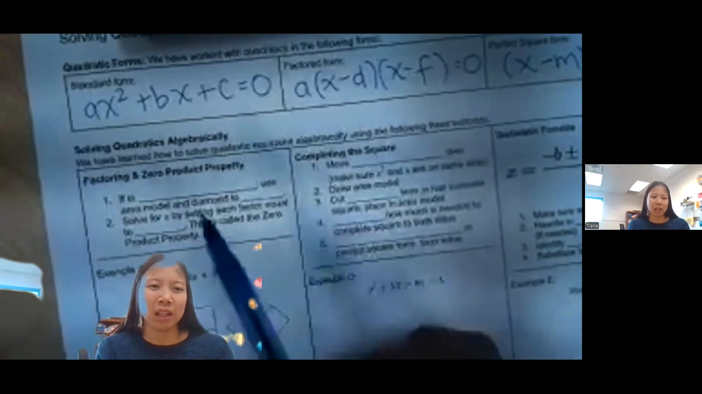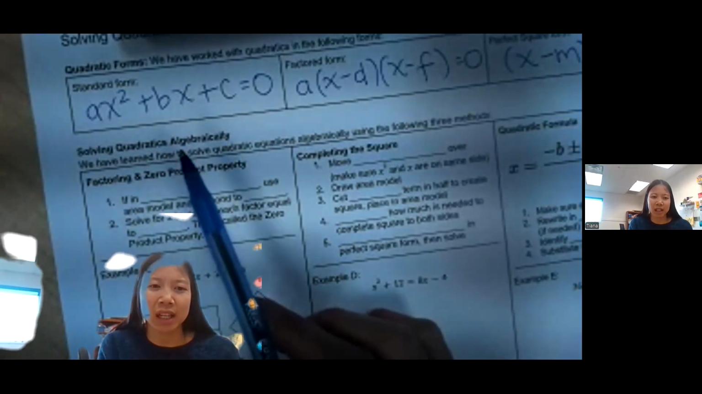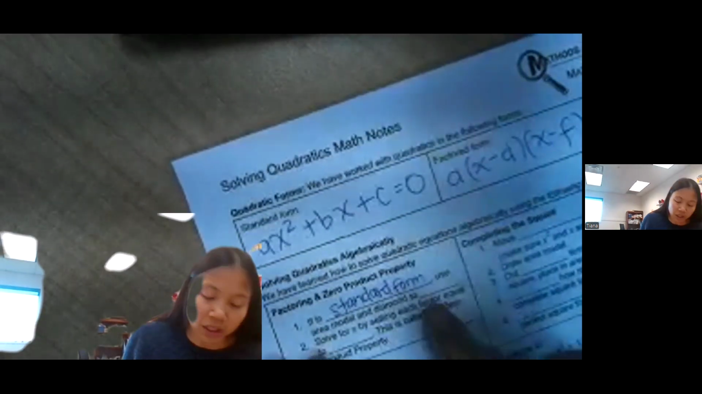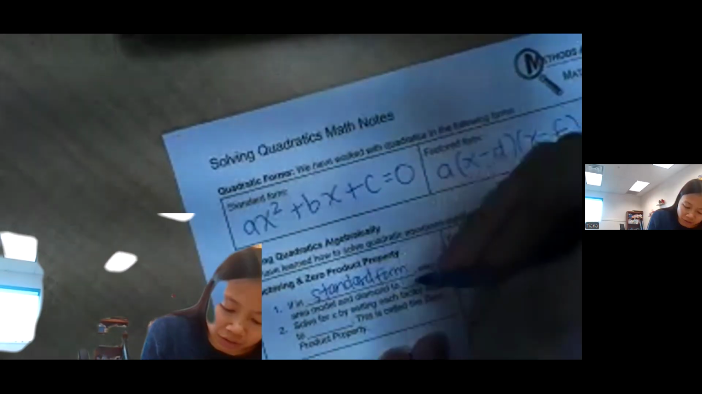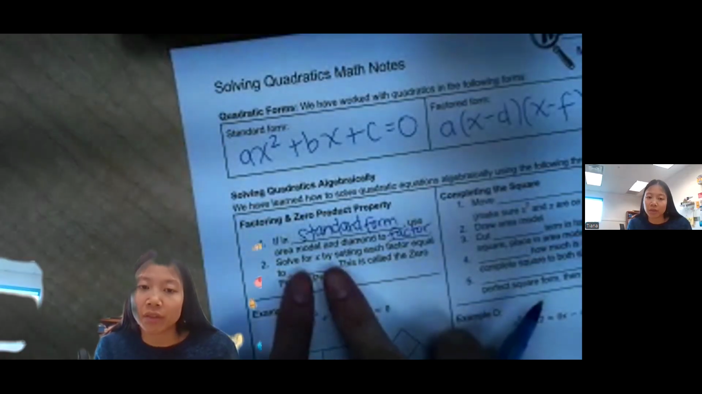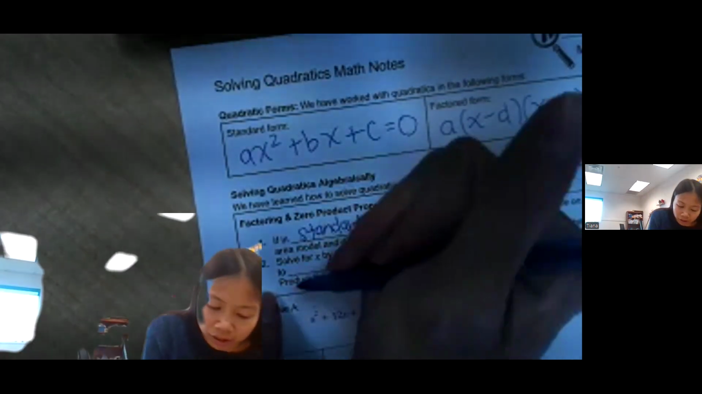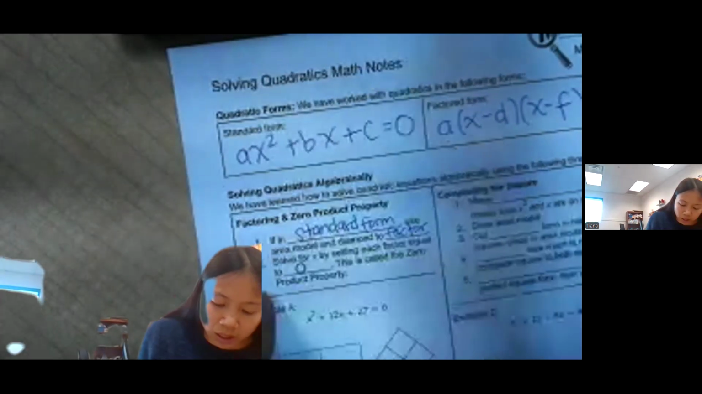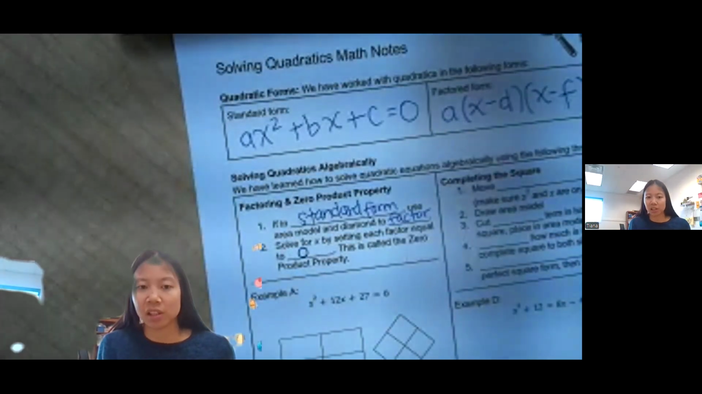So we have talked about factoring and the zero product property. If it is in standard form, we can use the area model and the diamond to factor. And then we can solve for x by setting each factor equal to 0. And this is called the zero product property. So you guys are very familiar with this.